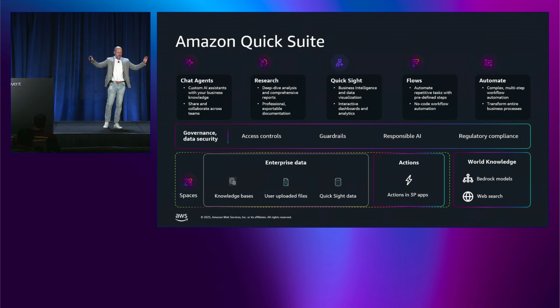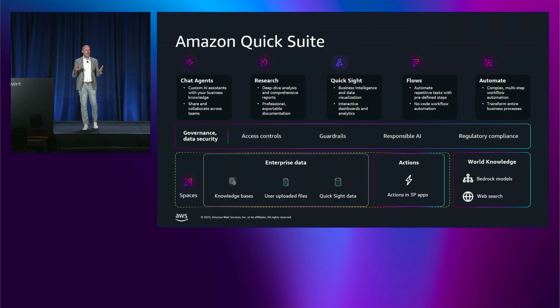So once we have our governance and data layer, we have our data foundation, we have the capabilities. What are those capabilities? Chat agents, research, QuickSight, flows, and automate. We want to democratize the access to the insights. What is the best way to democratize the access to insights? Having an easy tool, a tool that anybody, no matter how tech-savvy you are, can use. And the best way is a chat. Natural language. Type a prompt, type what you want, and ask for the question, ask for the insight that you're looking for. That is the chat agent capabilities.